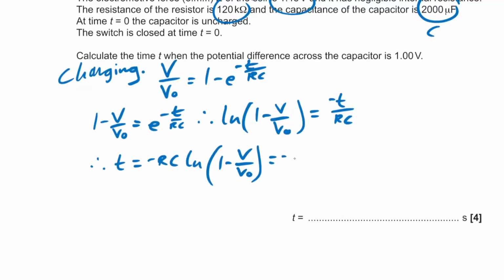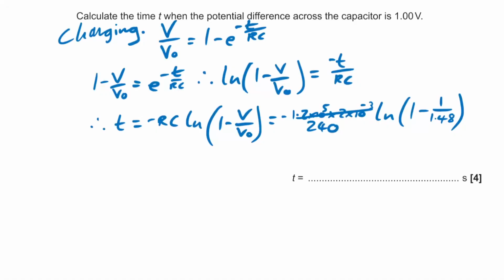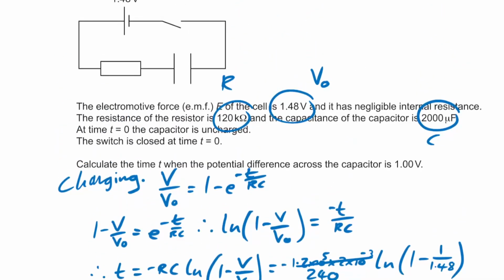So that's equal to minus 120 kiloohms, so 1.2 times 10 to the 5, times the capacitance 2000 microfarads, so that's 2 millifarads. Then the log of 1 minus V over V0, which is 1 over 1.48. This ends up being 2.4 times 10 to the 2, so 240. So popping that in, that gives me 270 seconds.